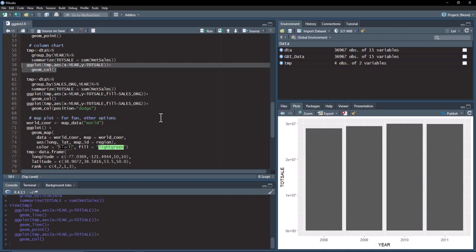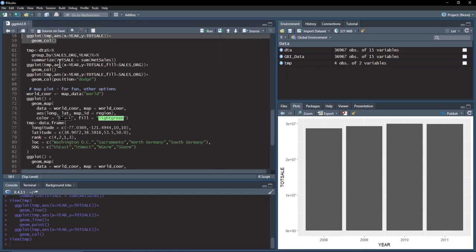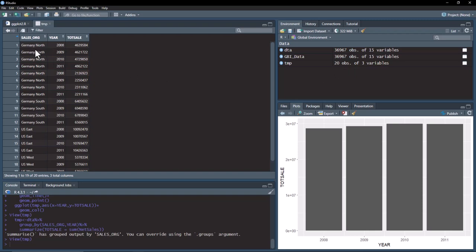Okay, so what if we want to look at this by sales organization? Well, look in temp. I didn't have anything by sales organization, so I couldn't graph that. So let's change that a little bit here. We're going to group by sales organization and year, and then sum up the sales. So now I have sales organization and year and total sales. And so notice I've got something going on in here, some hidden difference between these Germany North ones that I would have to fix.